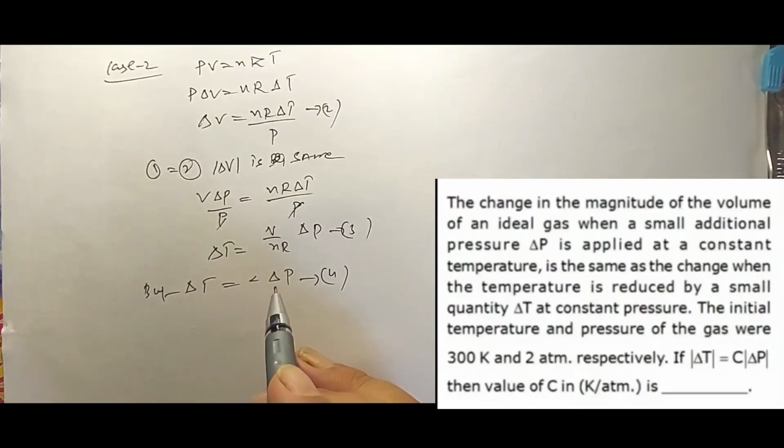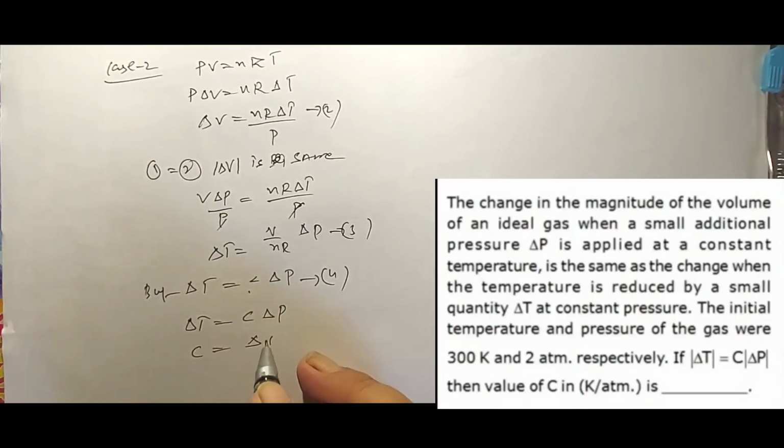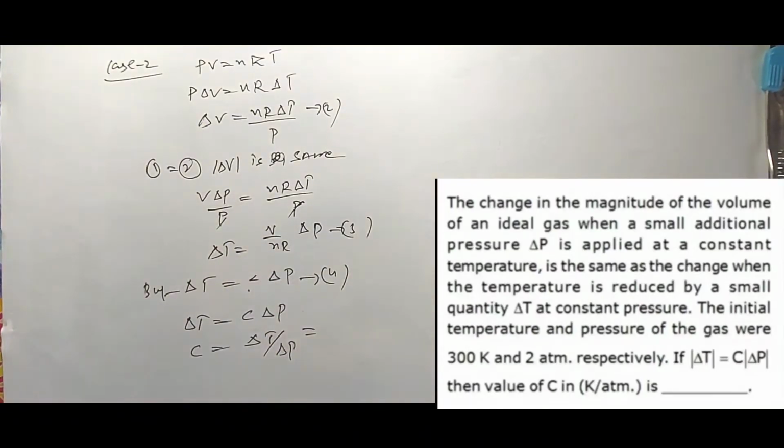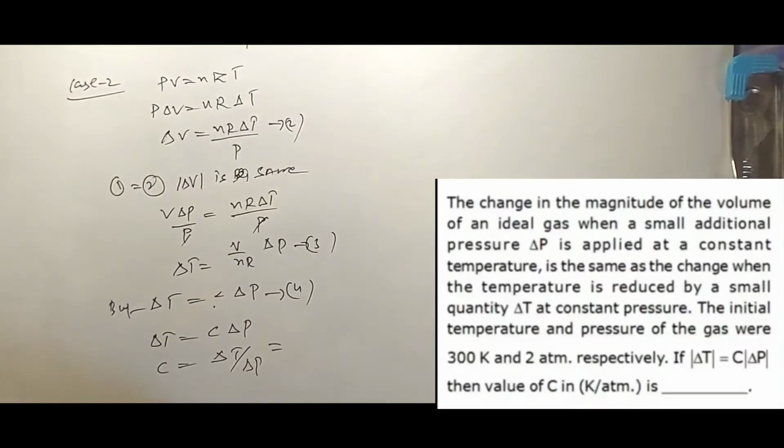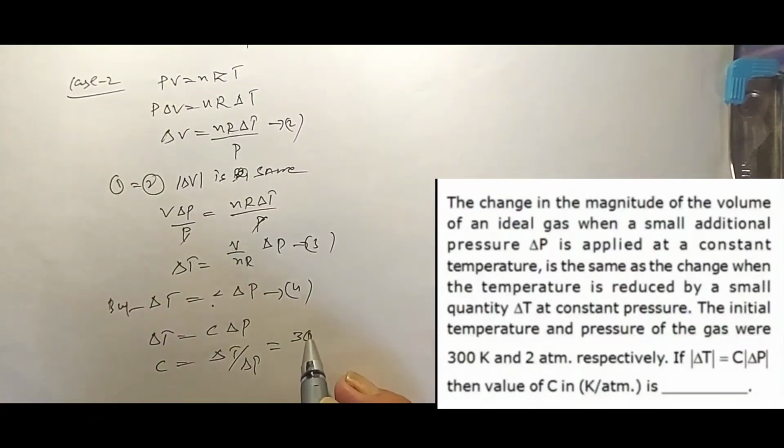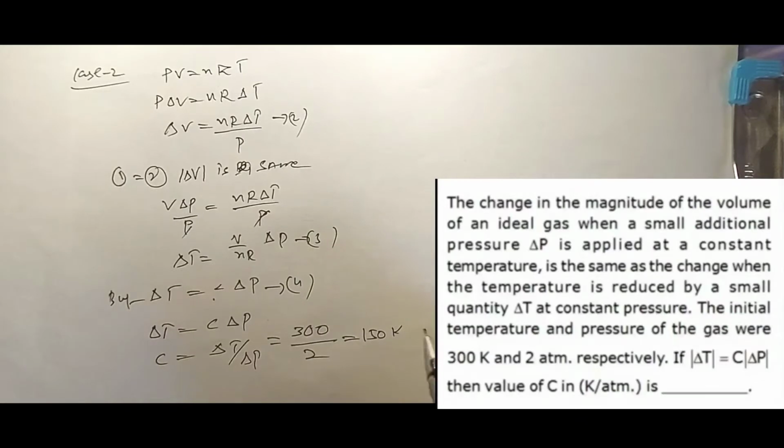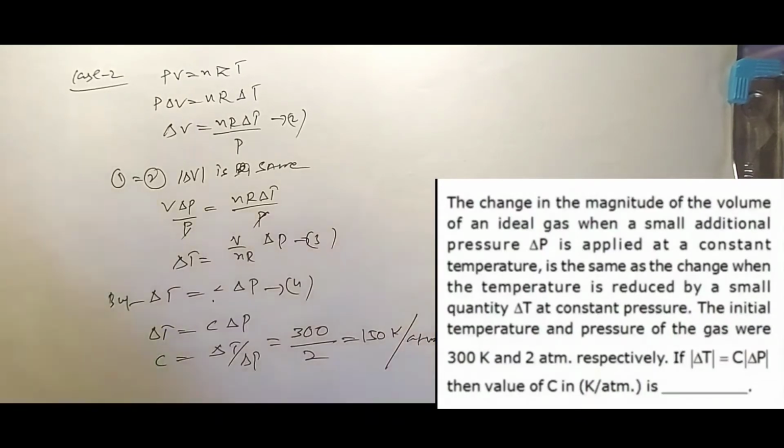That means in the place of V by NR, we put C. Delta T is equal to C into delta P. C is equal to delta T by delta P. Here delta T is equal to 300 Kelvin and delta P is equal to 2. That is equal to 150 Kelvin per atmosphere. So this is our option.